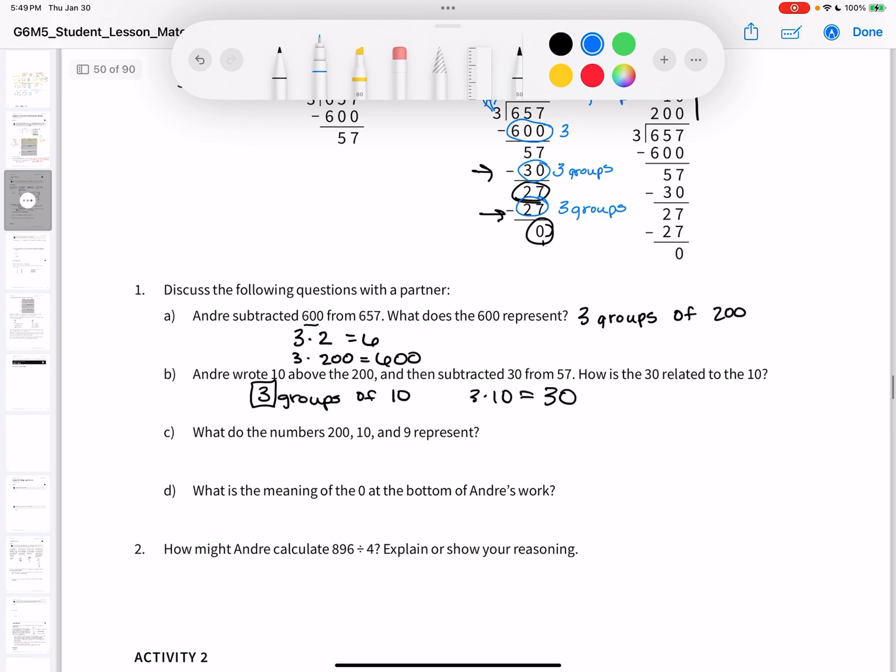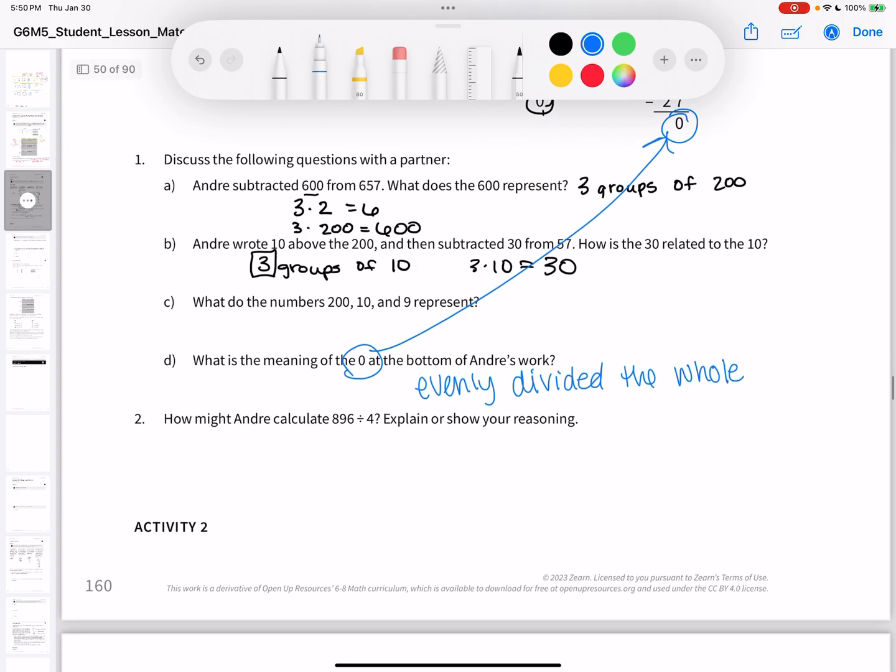What is the meaning of the 0 at the bottom of Andre's work? The 0, right here, means that we have evenly divided all of the whole into the 3 groups. So we have evenly divided the whole. How might Andre calculate 896 divided by 4?